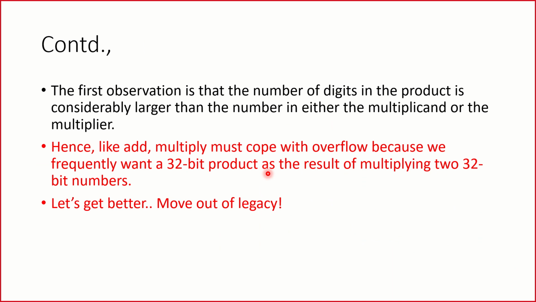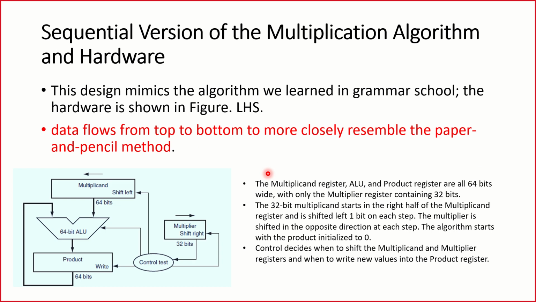Remember, the product may be considerably larger than what we assume. If I have a 32-bit number and another 32-bit number, and they are of the fullest capacity, overflow could occur and it could result in an error. Remember it: like addition and subtraction, there could be multiplication overflow as well.